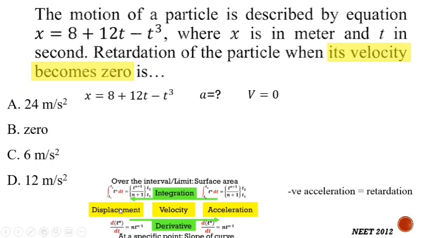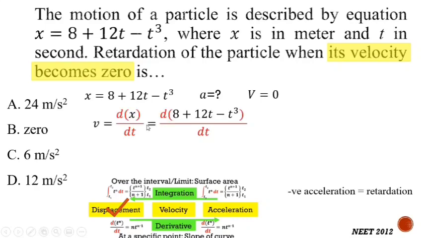To find out velocity or acceleration from displacement, we need to take the derivative. So let us start with finding the velocity first. Velocity will be equal to dx by dt, and derivative is nothing but multiply the power and reduce the power. For any constant term, the derivative is 0. So the derivative of 12t is 12, and of t cube is 3t square.